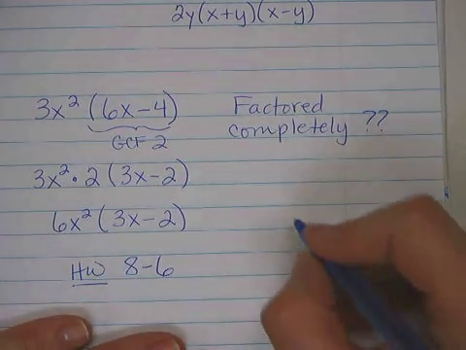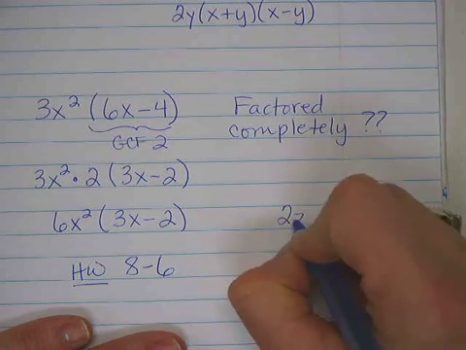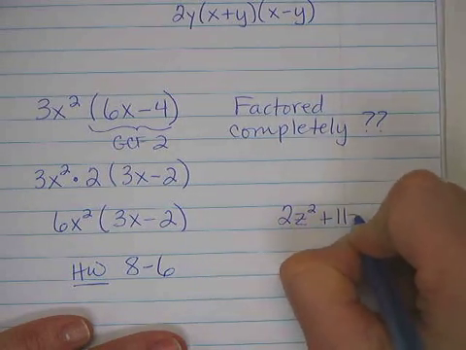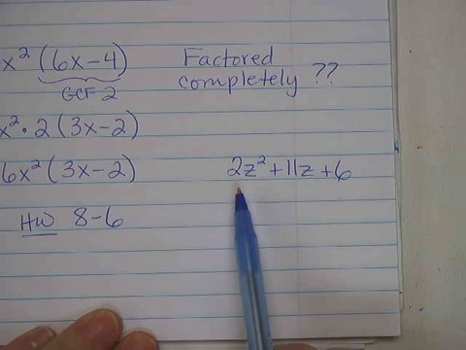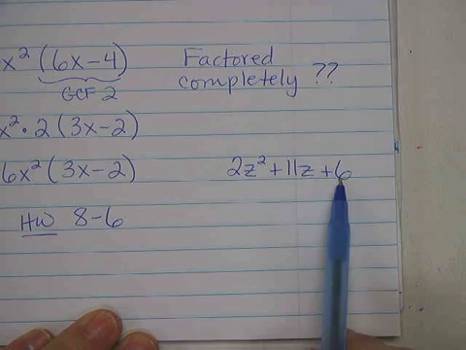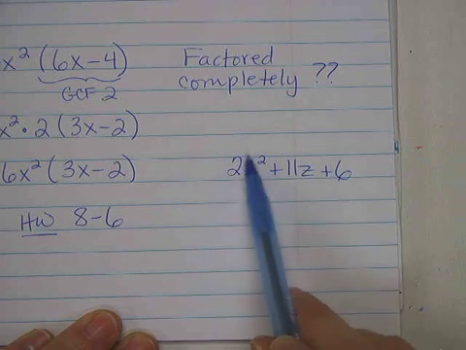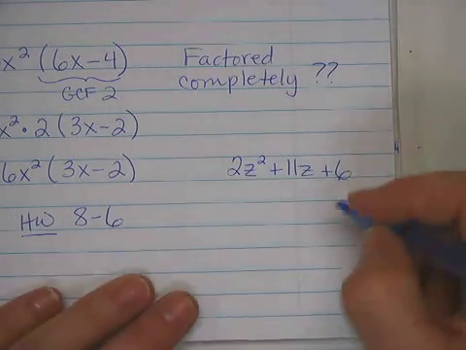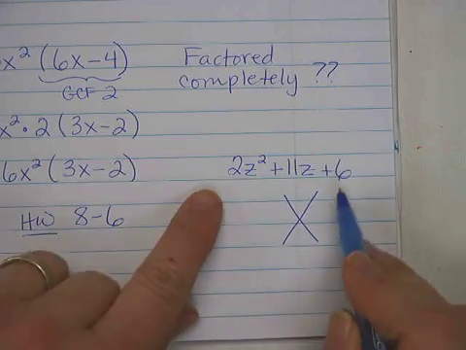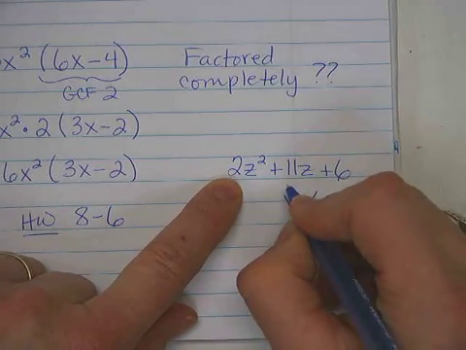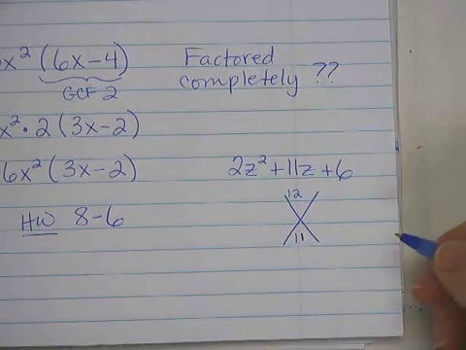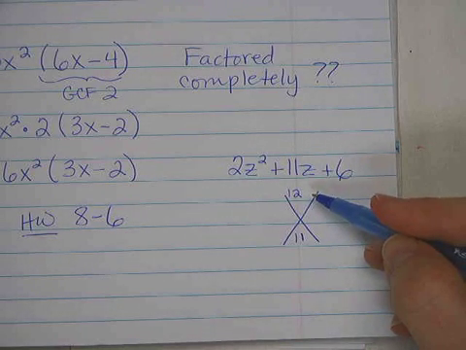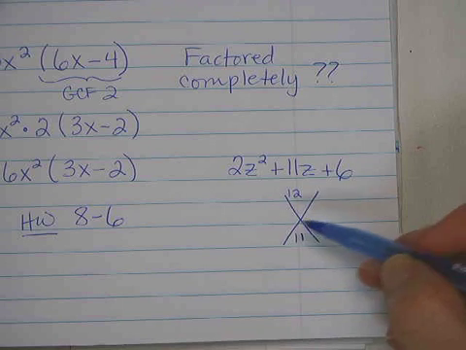One thing I do want to point out to you, this is one of your book problems, 2z squared plus 11z plus 6. If you look at this, there is no GCF. So then we try to determine, is it a perfect square trinomial? Well, no, because 2z squared is not a perfect square. So then we go to this method, and we think, are there two numbers that multiply to get the product of 2 times 6 and add to get 11? So two numbers that multiply to get 12 and add to get 11.